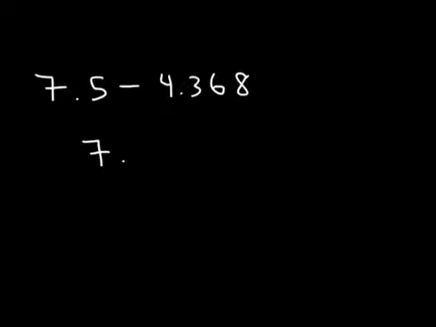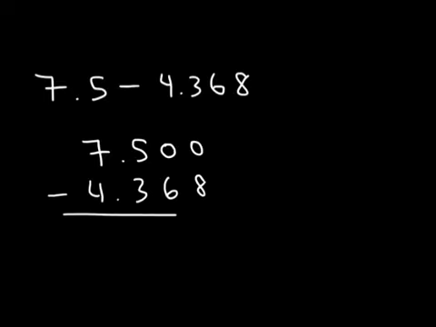Now let's work on a harder example. So let's subtract 7.5 by 4.368. So go ahead and try that. So all we need to do is add a few zeros. That's it.